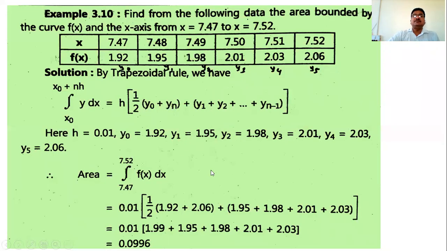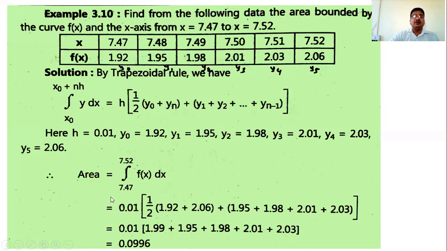And the next problem is: find from the following data the area bounded by the curve and the x-axis from x is equal to 7.47 to x is equal to 7.52. So the table is given, and these values are what? Fx or y, y0, y1, y2, y3, y4, y5, and so the required area, right? The area is equal to, so this is the trapezoidal rule, and h is what? 0.01. How we can find h? That is 7.48 minus 7.47 is 0.01, and these are the values of y0, y1, y2.